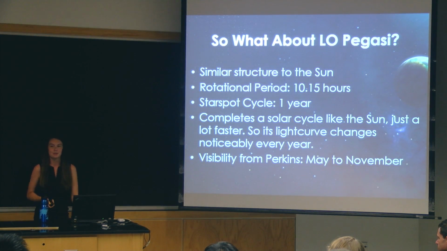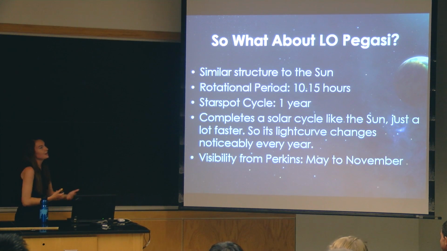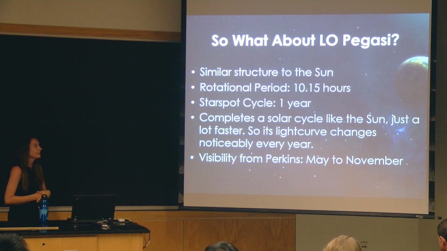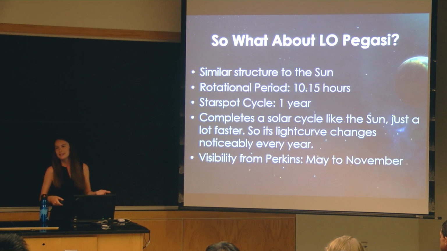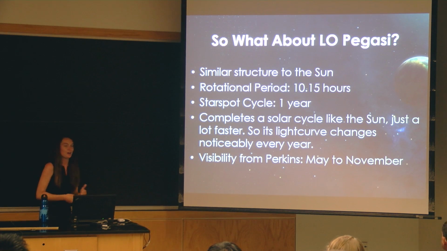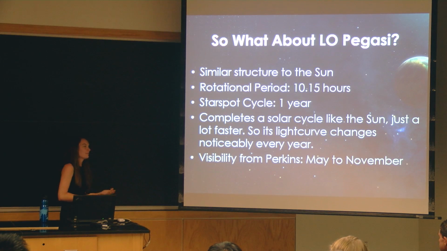So what about Alopegasi? I've been talking about the sun the whole time. Well, sunspots and star spots are the same thing, just star spots on the sun are called sunspots. Alopegasi also has a similar structure to the sun, and it takes 10.15 hours for Alopegasi to rotate once. Its star spot cycle is about 1 year, so what the sun is doing in 22 years, Alopegasi is doing in 1 year. So that means that its light curve is changing significantly over that course of 1 year. Alopegasi also is ideal to study because it's visible in the nighttime sky from our observatory from May to November.